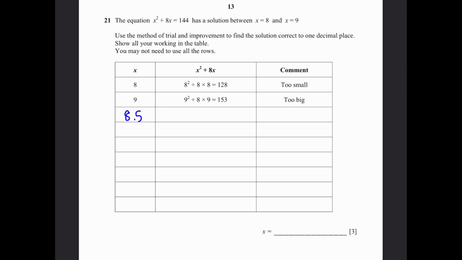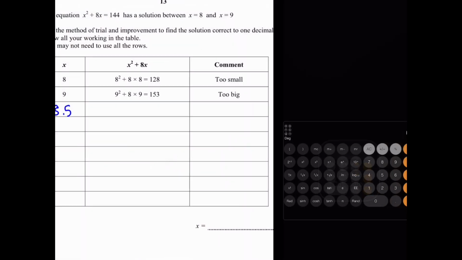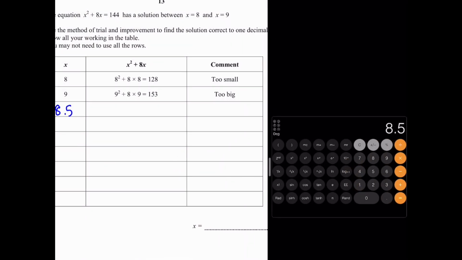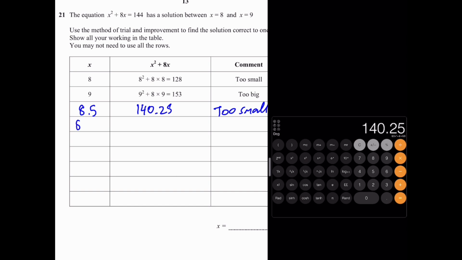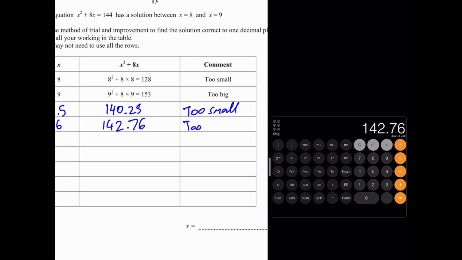So let's get our calculator out. 8.5 squared plus 8 times 8.5 is 140.25, which is still too small. Now let's go for 8.6. 8.6 squared plus 8 times 8.6, we get 142.76. Still too small.